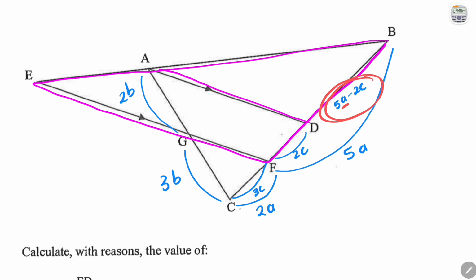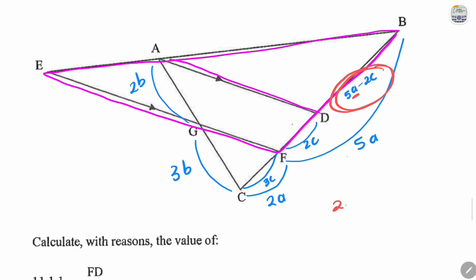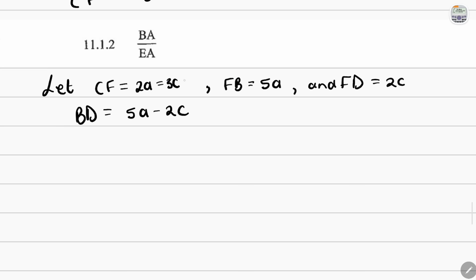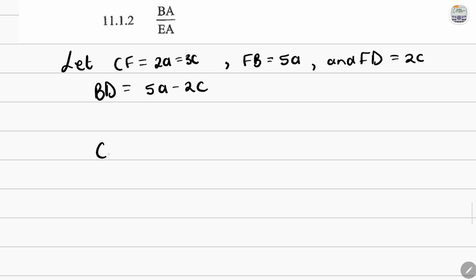Well, do you see that over here, CF is equal to 2A, but CF is also equal to 3C? That solves our problem. We can simply say, because we can see that CF, we already stated that they were equal. We said that CF was equal to 2A and 3C. So CF is equal to 2A, but it's also equal to 3C. So we can just say 3C equals 2A.